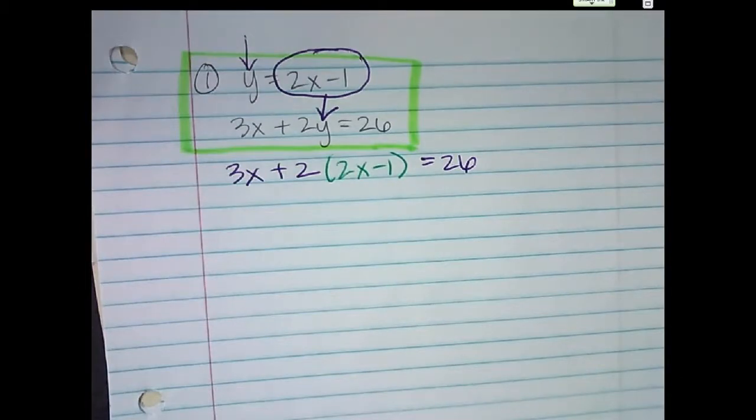So go ahead and solve for x. Plug it back in and then see if you can get the y. This is just your basic algebra. Most of you guys are really good at this.